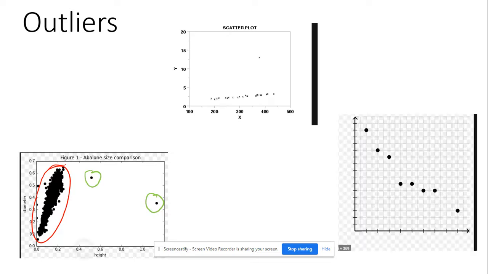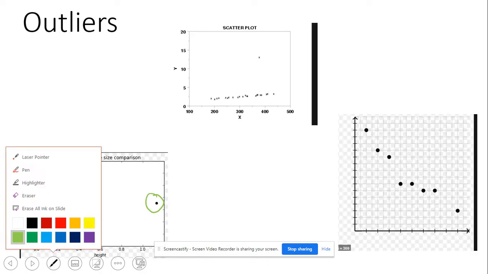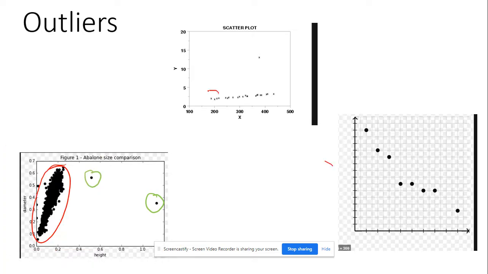Again, let's look at this one. We have an outlier. I'm going to circle my data in red. And if we look, we have this guy right here. There's my outlier. It's outside of where my data is.